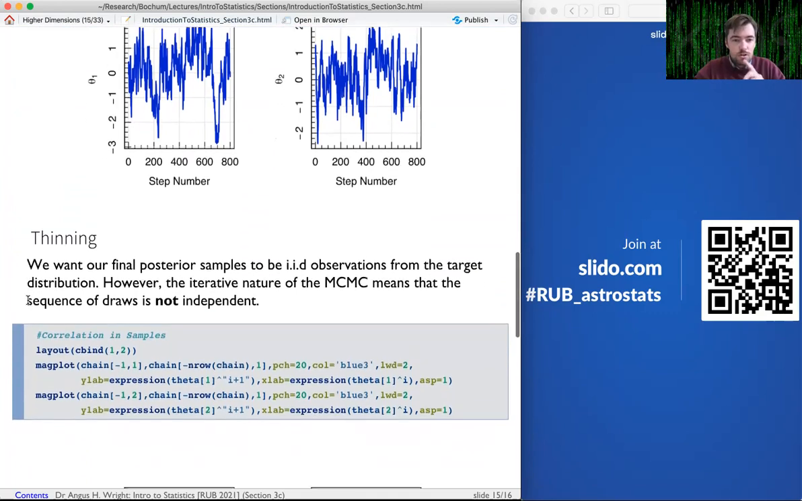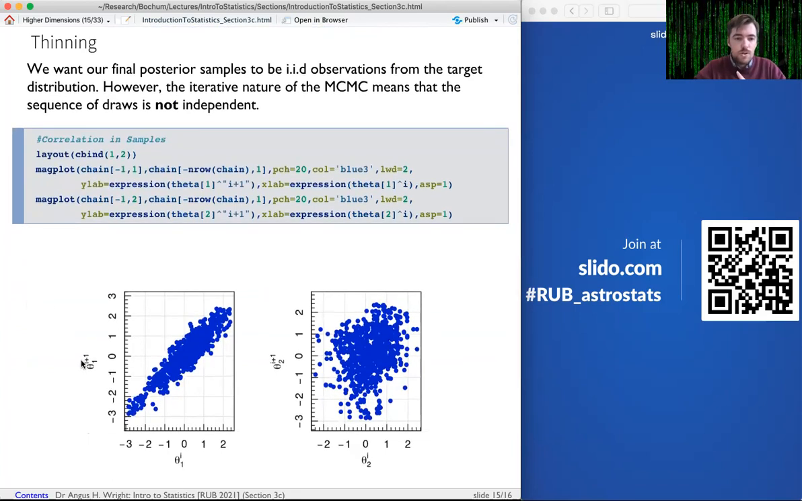And that means if I plot the distribution of the i+1th value of my parameter against my ith value of my parameter, I get this very, very strong correlation. And the fundamental tenet of our posterior analyses, of our Bayesian statistics, is that the draws that we get in our posterior should be IID observations. They should be independent, identically distributed observations. So this correlation cannot fly, right?